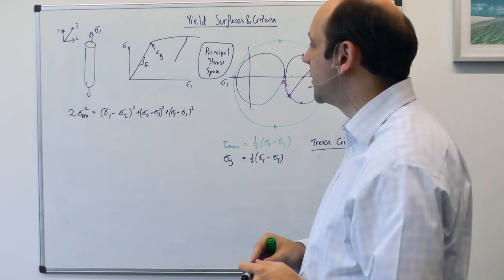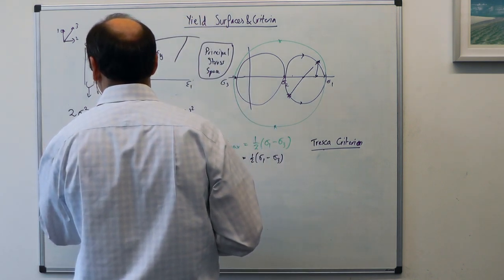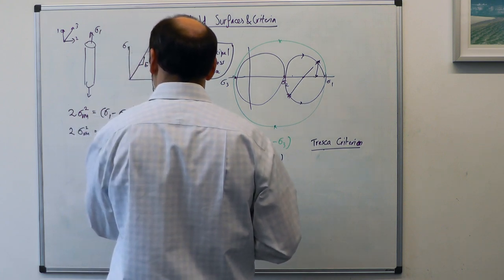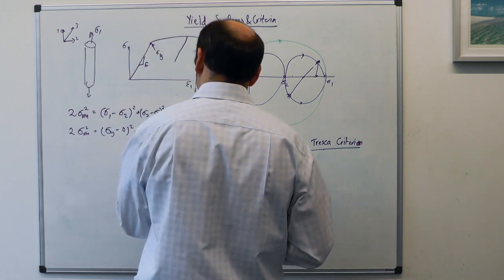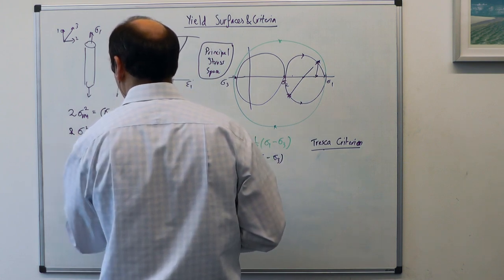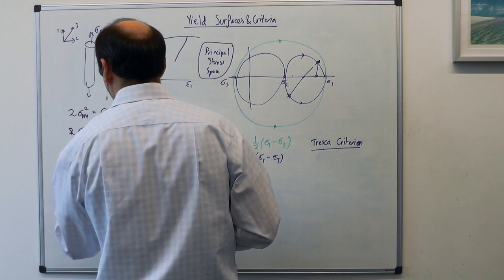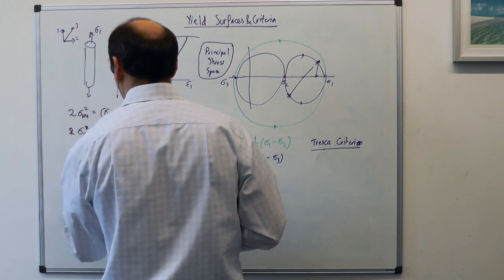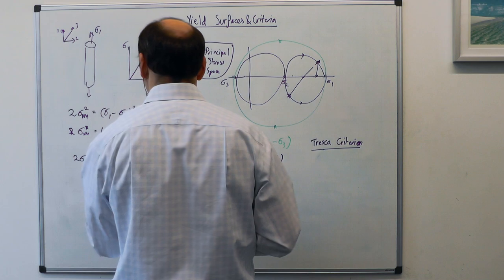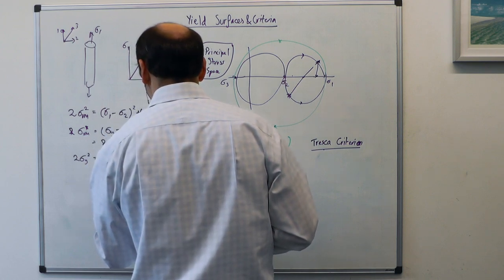Okay, so if we think about a tensile test here, again, we've got sigma y, 0, and 0. So in a tensile test situation, you've got twice sigma von Mises squared is equal to sigma y minus naught squared plus naught minus naught squared plus naught minus sigma y squared, which is equal to twice sigma y squared. So sigma von Mises is equal to sigma y. So then we can say twice sigma y squared, sigma y being the yield stress in tension, is equal to sigma 1 minus sigma 2 squared plus sigma 2 minus sigma 3 squared plus sigma 3 minus sigma 1 squared. And that's called the von Mises criterion.